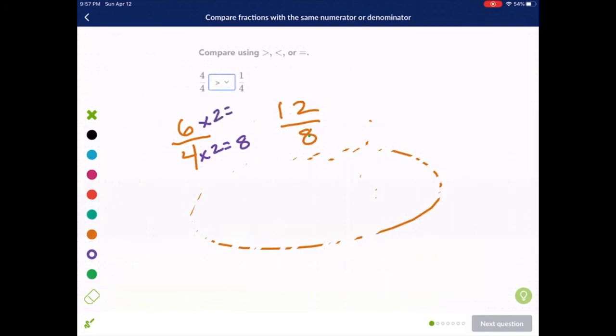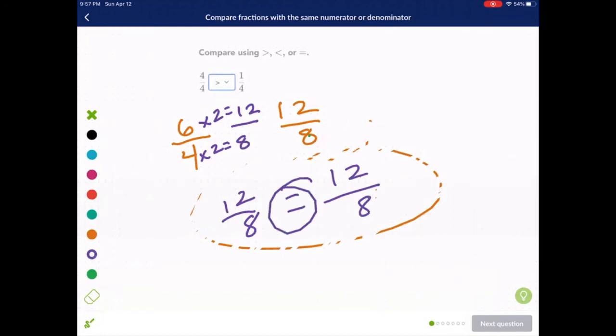And 6 times 2 equals what? 12. Whoa, look at that. So we got 12/8 and 12/8. So technically, if I had 12/8 and I had 12/8, it would be equal in there. So that's just one way to do it. But I would always first find the common denominator between the two. And this takes some practice. You might not get it right away, and that's okay.